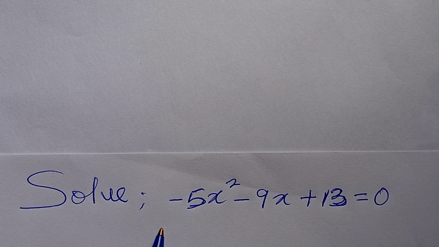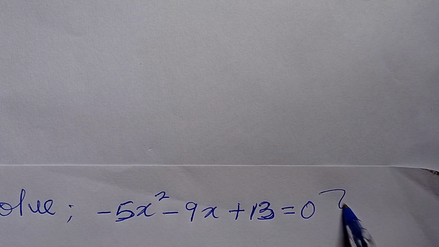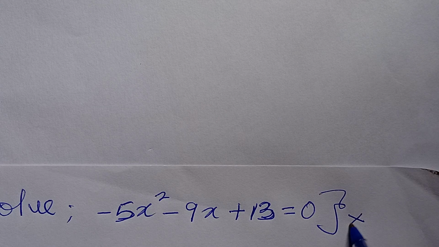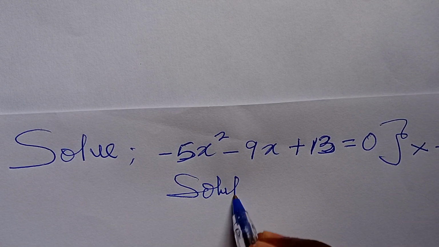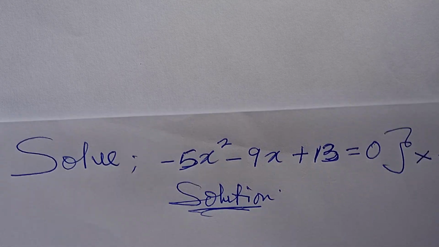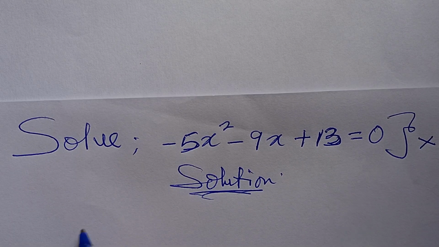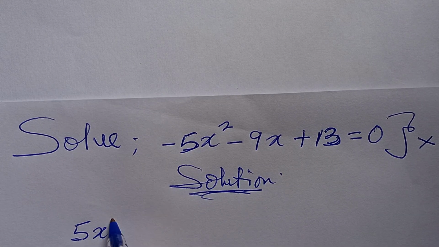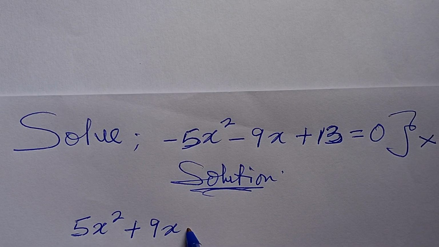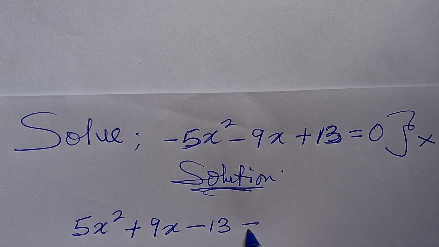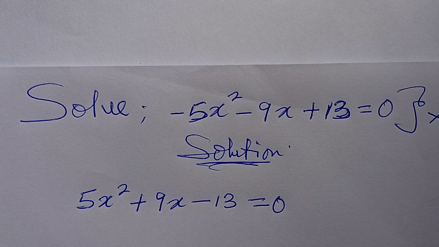Okay, but here I just want to eliminate this minus. So I want to multiply the whole of this equation by minus 1. So let's take our solution first. Multiplying this by minus 1, this is going to give us a positive 5x to the power of 2, plus 9x, and minus 13 equal to 0. So you discover that we've eliminated the minus sign on this side of the equation.